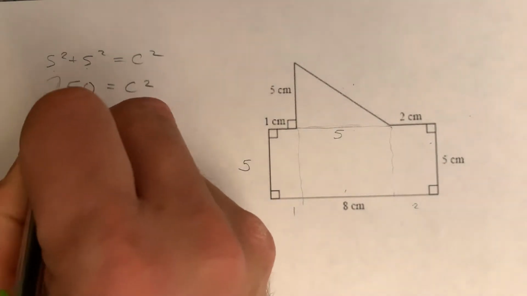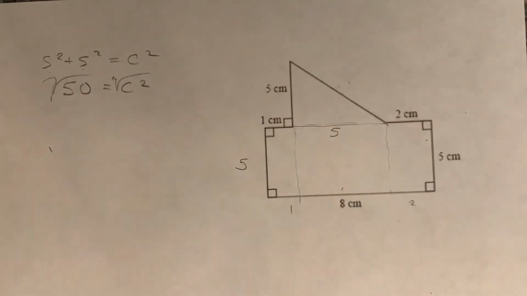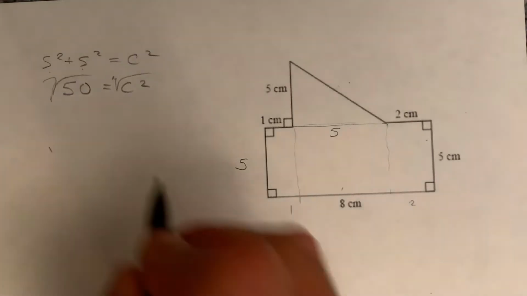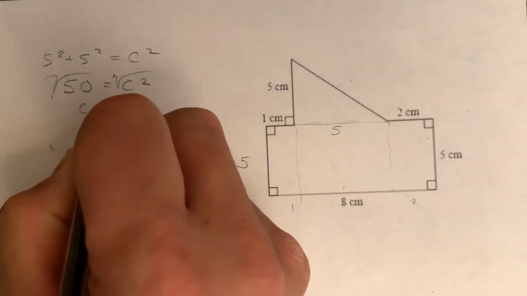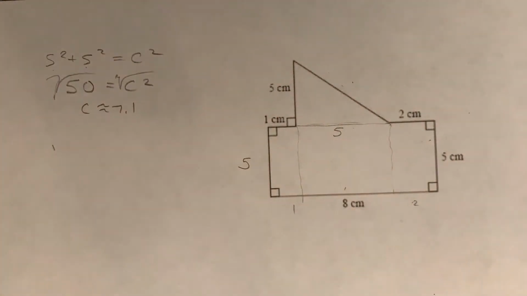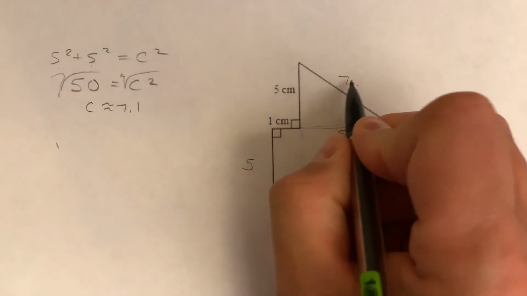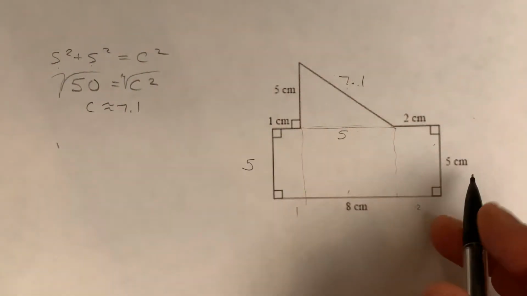But the square root of 50, I think, is 7.1. Let's check that out real quick. 50. And that is going to be 7.07, which I'll count as 7.1, yes. So C is about 7.1. So here's our 7.1 right here. So now we can go ahead and find the perimeter pretty easily.